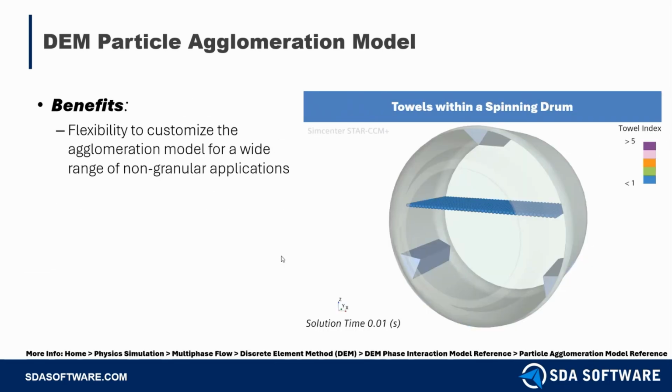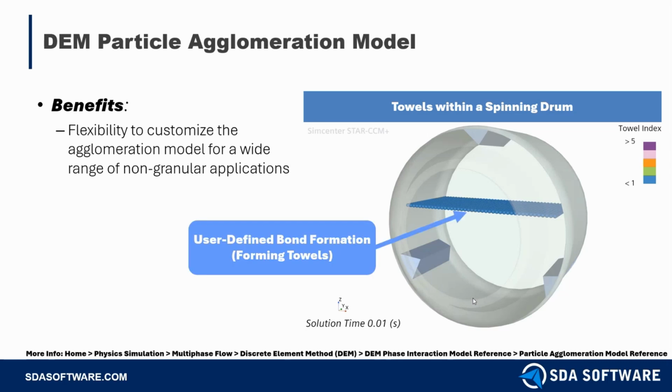Besides the granular applications, I would like to give you another example to highlight the customizability of this new model. With the new user-defined functions, the user can now customize the agglomeration model for a wide range of non-granular applications as well. For example, let's look at how a user can customize this model to simulate towels within a spinning drum.